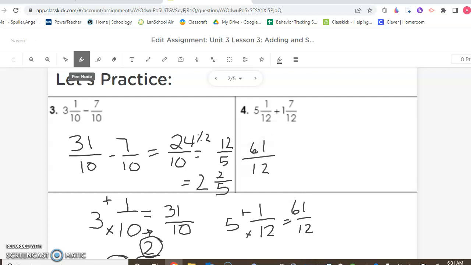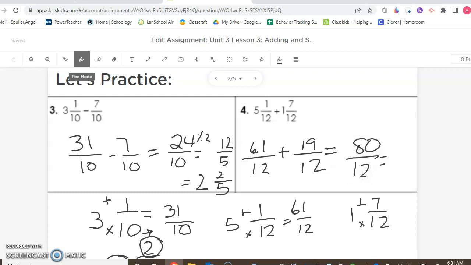I'm not done, right? So I have 1 and 7/12. 12 times 1 is 12, plus 7 is 19 over 12. I'm going to add it. 61 plus 19 would be 80 over 12.